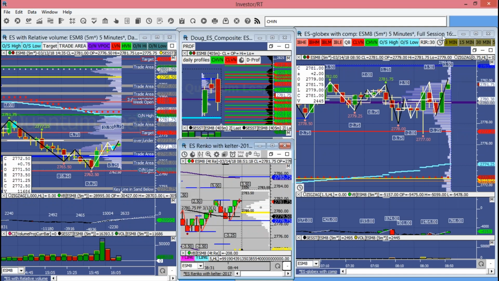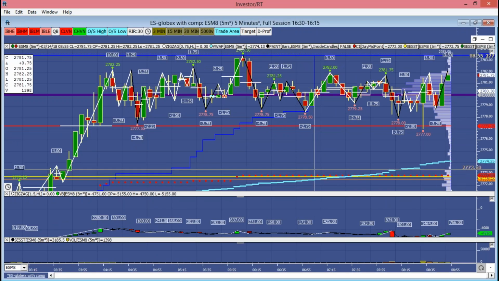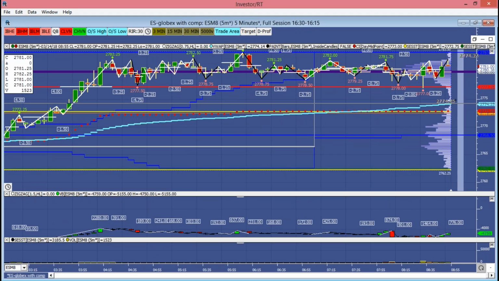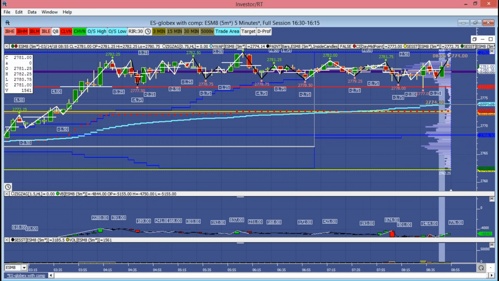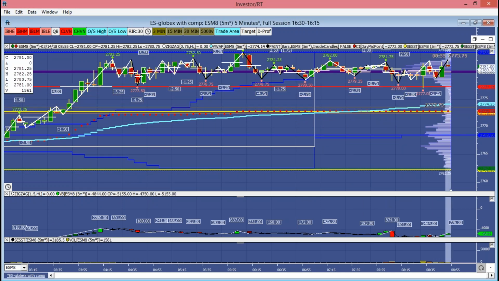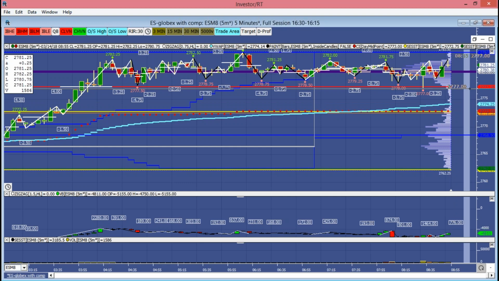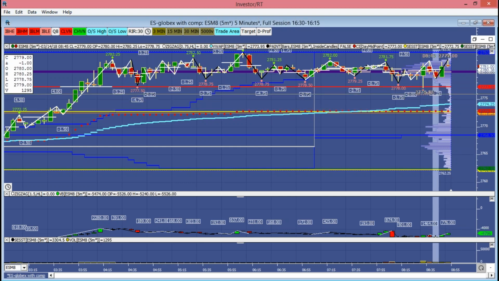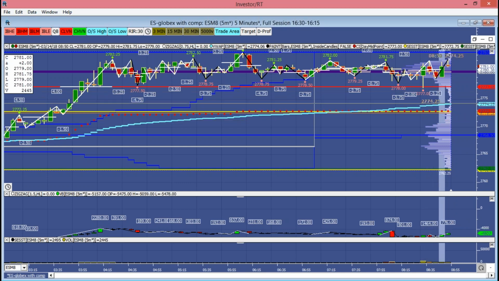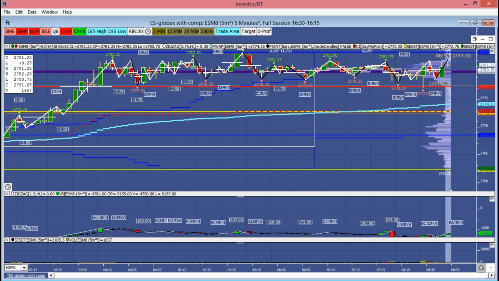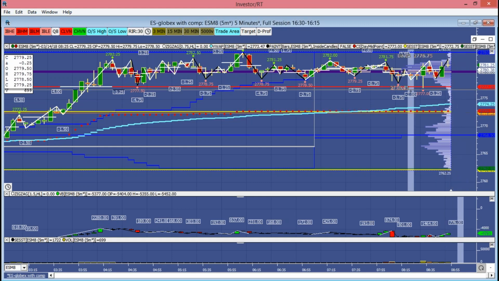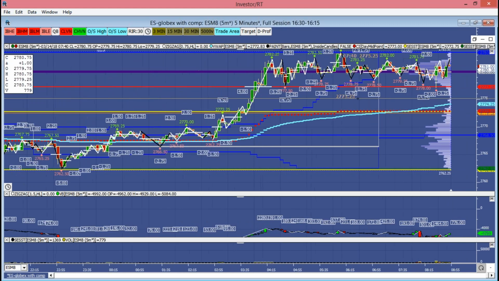Taking a look at the overnight session, we have a double distribution with a big LVN. If we get below the 77 today, we could get trapped in this area right here and chop and fill in the auction right here between 77 and 73. We'll talk about that.